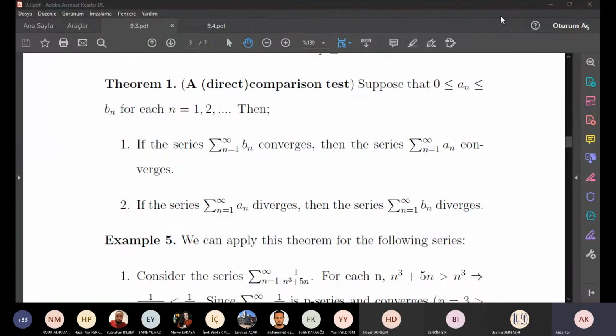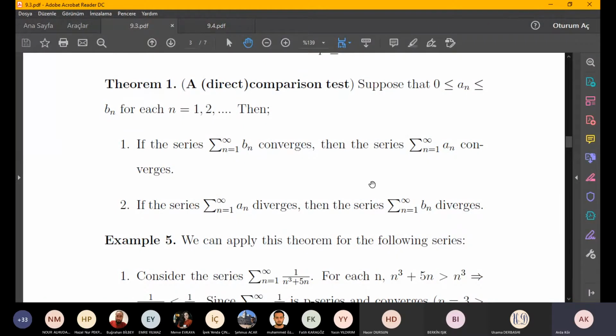So that was the third test we were talking about. It is a direct comparison test, or you can just say comparison test, again for positively defined series. That is why, as you can see here, the general terms of those series, an and bn, are positive, greater or equal to 0. And here we also have a relation for the direct comparison test. We have a relation between those general terms of the series.